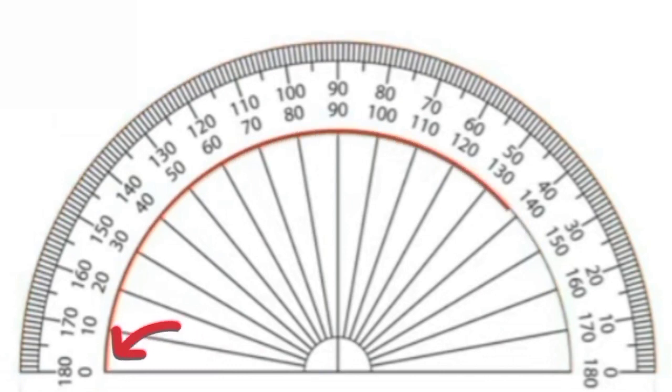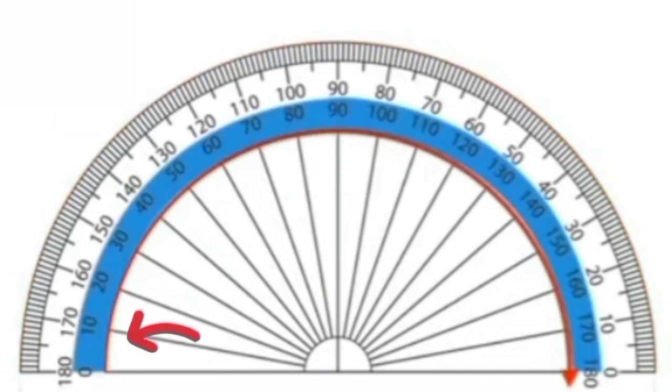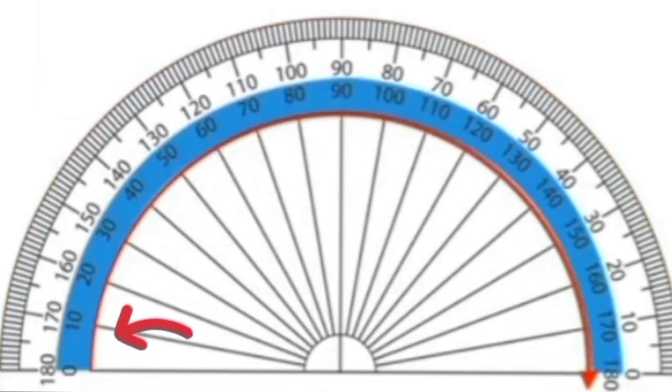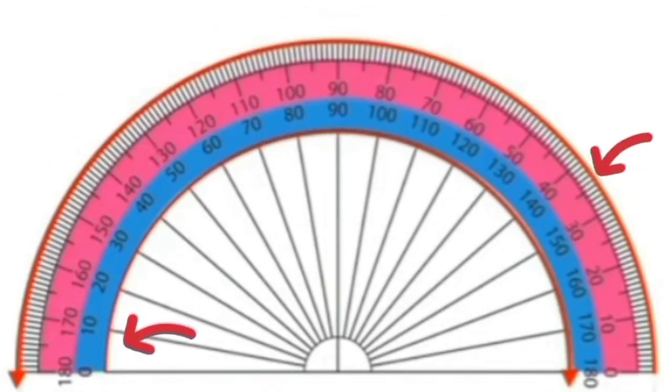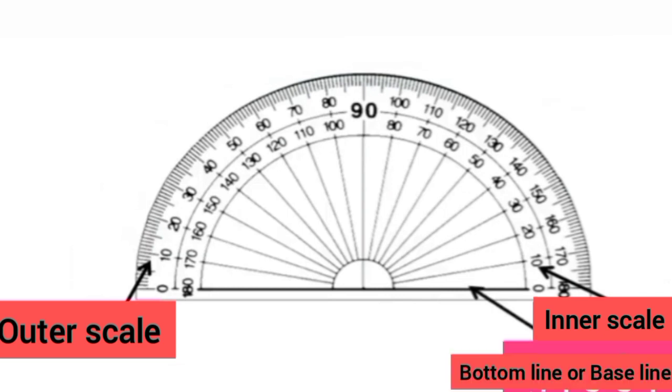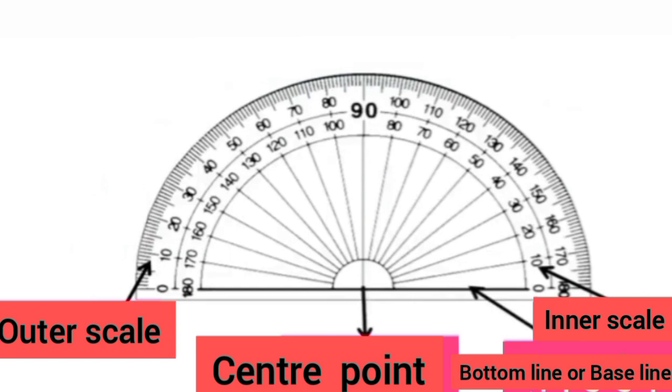It has two scales. The clockwise scale starts from 0 degree from the left and increases in the clockwise direction and reaches 180 degrees on the extreme right. And the anti-clockwise scale starts from 0 degree from the right and increases in the anti-clockwise direction and reaches 180 degrees on the extreme left. Dear students, let's see, there is a bottom line and a center point on the protractor.